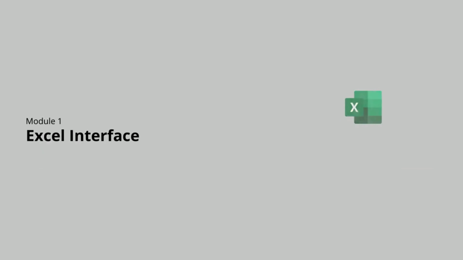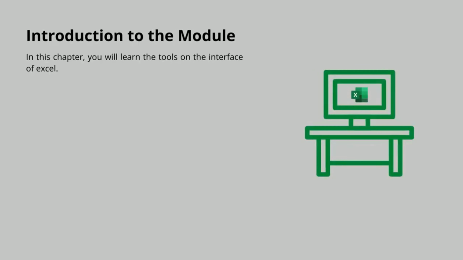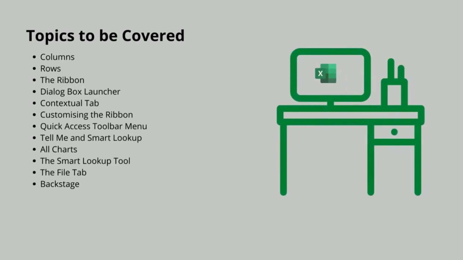Microsoft Excel. Module 1. Excel Interface. Introduction to the module. In this chapter, you will learn the tools on the interface of Excel. Topics to be covered: columns, rows, the ribbon, dialog box launcher, contextual tab, customizing the ribbon, quick access toolbar menu, Tell Me and Smart Lookup, all charts, the Smart Lookup tool, the File tab, Backstage.